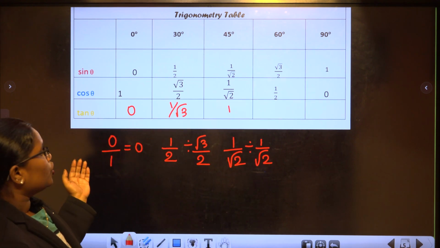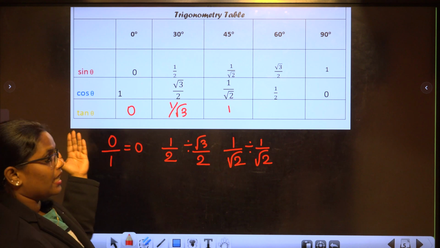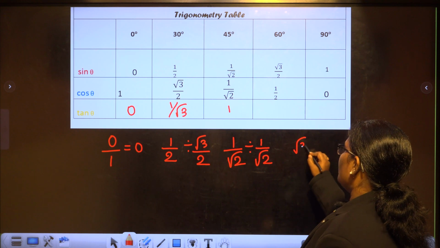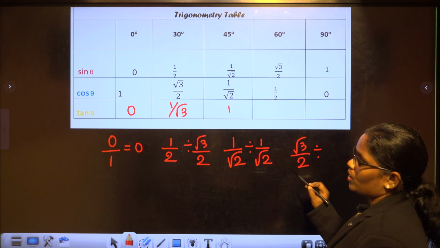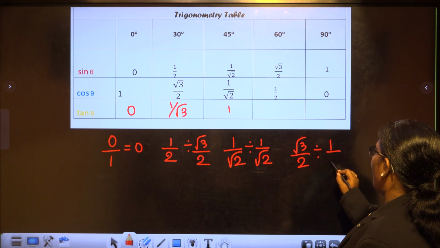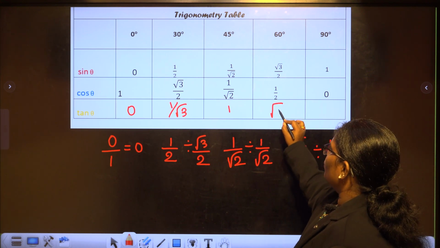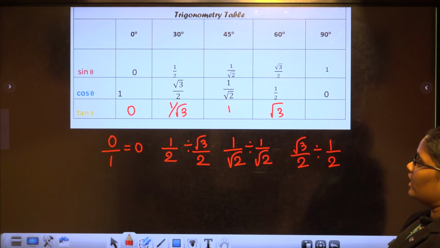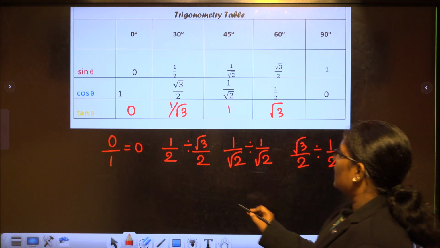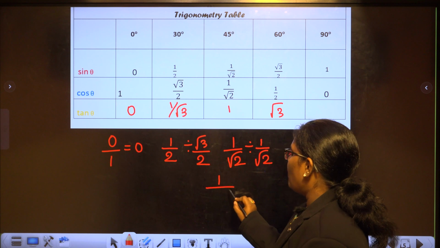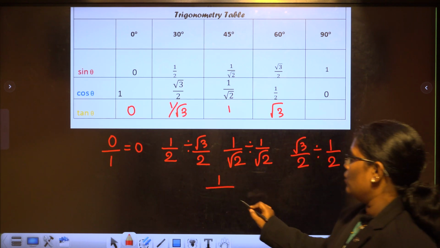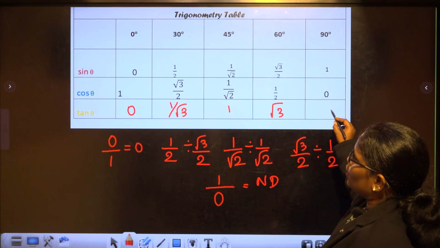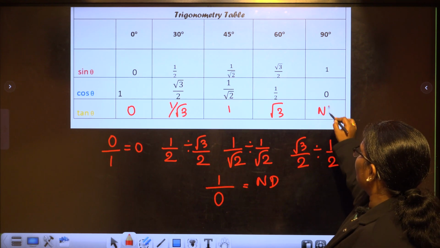Next, in order to get tan 60, you have to divide sine 60 by cos 60. Sine 60's value is root 3 by 2 divided by cos 60's value, which is 1 by 2, and that will give you root 3. Next, to get tan 90, you have to divide sin 90 by cos 90. Sin 90's value is 1 divided by cos 90's value, which is 0, and that is not defined. So tan 90's value is not defined.